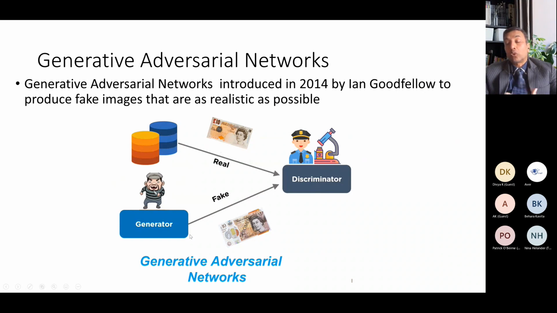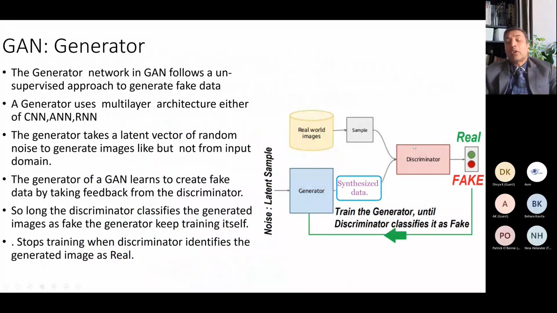This GAN actually has two networks, or two algorithms. One we call the generator and the other we call the discriminator. The discriminator takes the input of real data as well as fake data, and it classifies it as either real or fake. And the generator's responsibility is to generate fake data, not the real data. So let me give you some more detail on it. This is how it works.